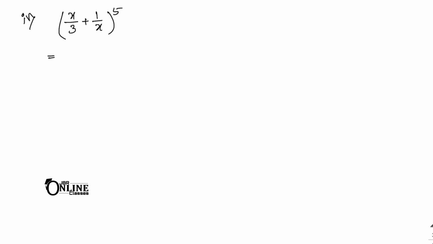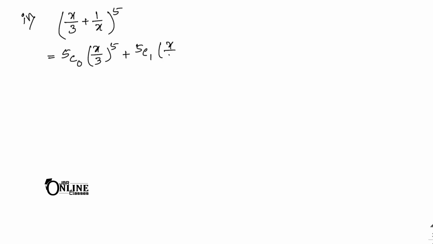Next one, x by 3 plus 1 by x whole to the power 5. So first one 5c0, okay, and then x by 3 whole to the power 5, 1 by x to the power 0, so that is 1.